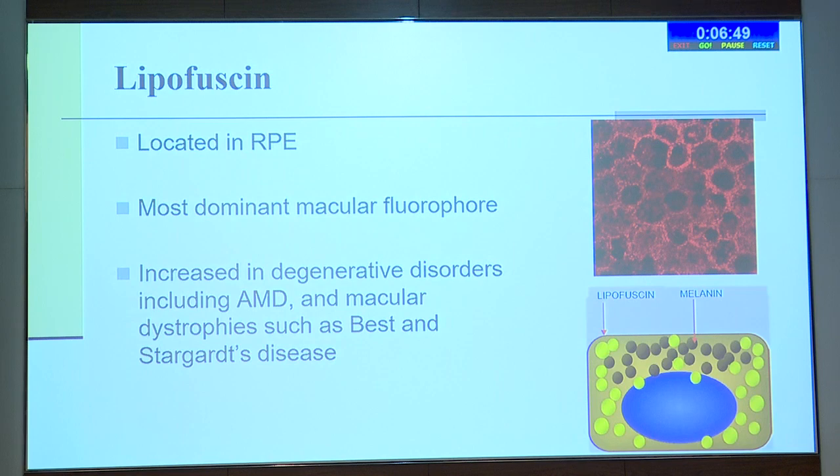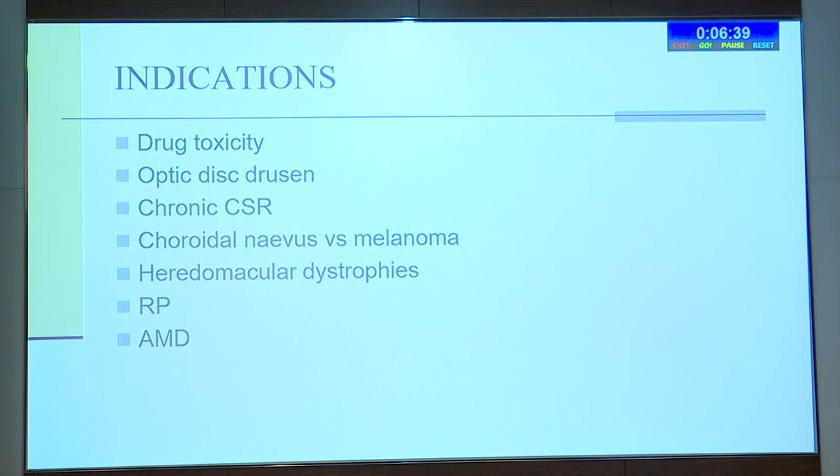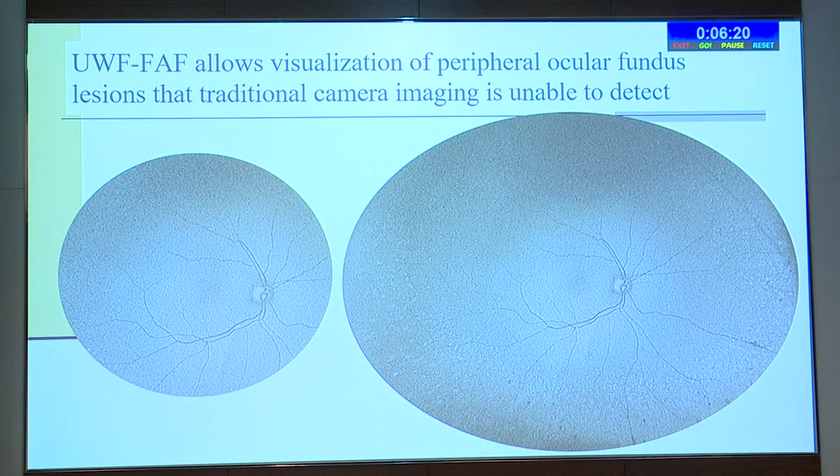Lipofuscin is the most dominant macular fluorophore, and it's increased in degenerative disorders like AMD, macular dystrophies, and other conditions. So what are the indications of autofluorescence imaging? Basically drug toxicity, optic disc drusen, chronic CSR, choroidal nevus versus melanoma, heredomacular dystrophies, and AMD. I'll show you a few case examples of where this technology has helped me in my day-to-day practice. The advantage of ultra-wide field FAF is that we can image a lot of other findings in the peripheral fundus which are not seen in traditional autofluorescence imaging.